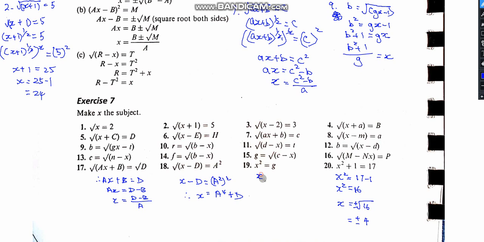Like this one, very straightforward. You want x. Then this one, x becomes square root of g. Now, you have the unknown squared, and you want to find x. So, as I said earlier, you must show plus minus. Okay? That's it for this.